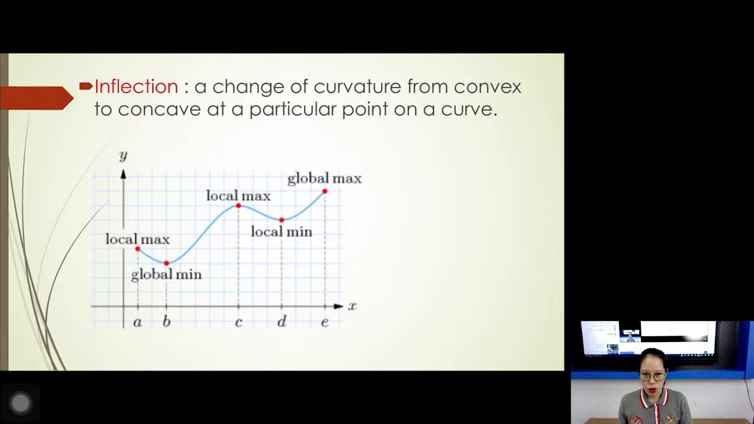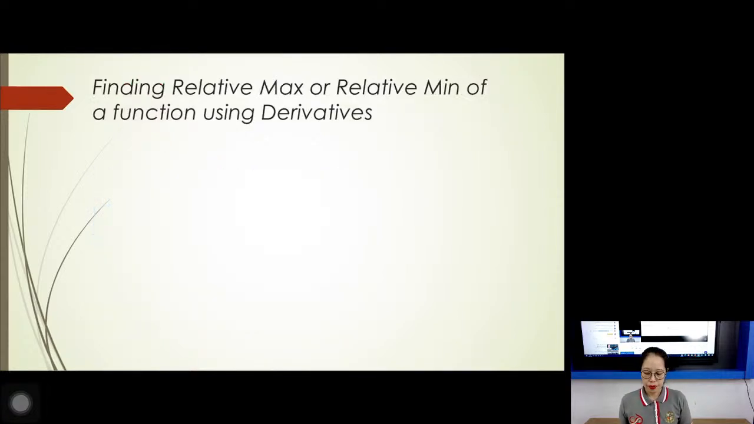What about inflection? We have another vocabulary here. Inflection is a change of curvature from convex to concave at a particular point on a curve. We already discussed it a while ago. Convex here is not the same as your definition in science. Convex here will be pertaining to a shape like this, and concave looks like a cave. That's why we call it concave.